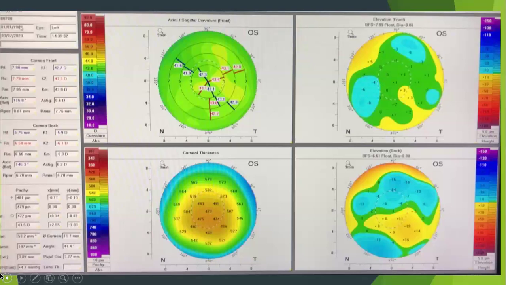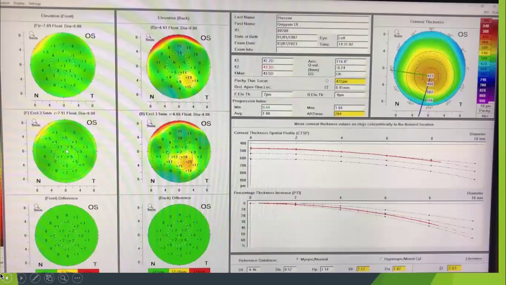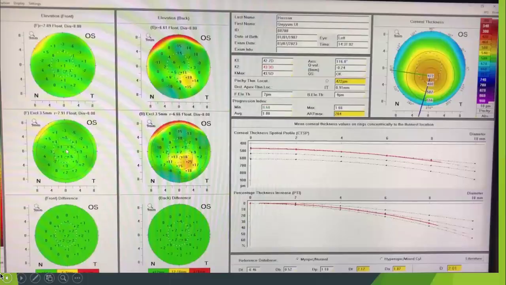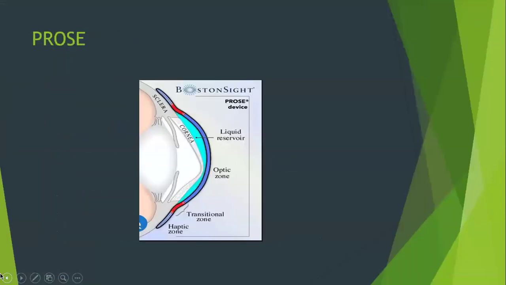So the best way is to go for the next technology. Even Op scan has its limitations. It doesn't assess posterior walls. Thank you, ma'am. Okay, so is it enough? Any other question?